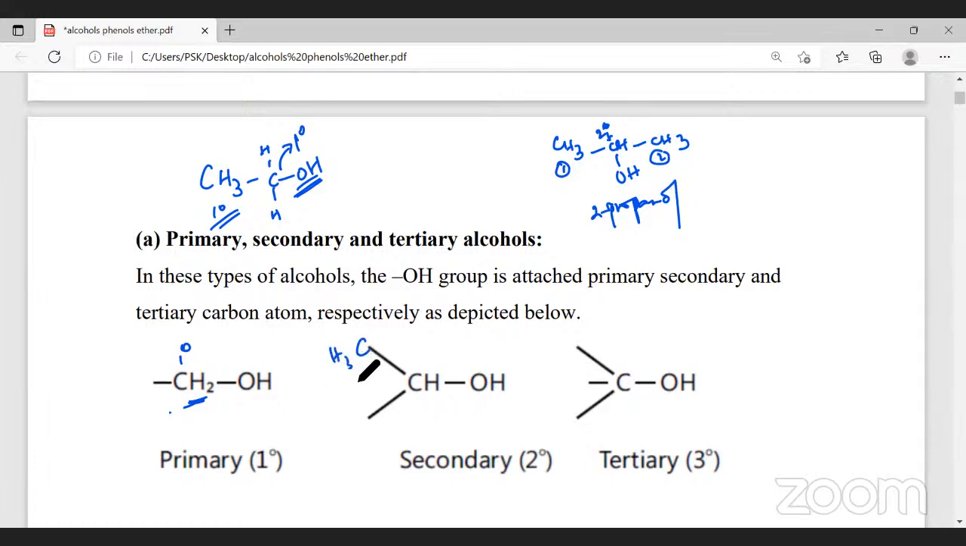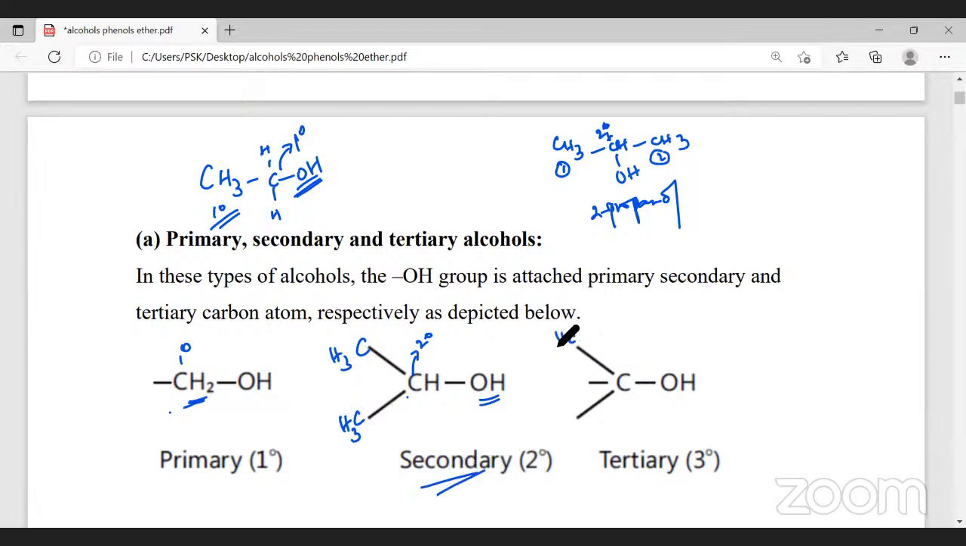So if I write like this, CH3 and CH3, this carbon atom is a secondary carbon atom because this carbon is bonded to 2 more carbon atoms. And this secondary carbon atom contains an OH group. Therefore, it's called a secondary alcohol.